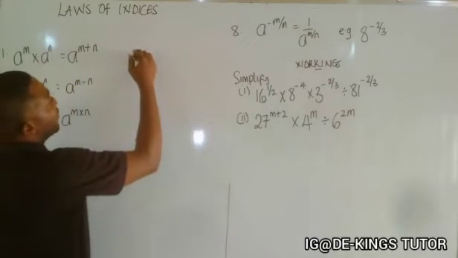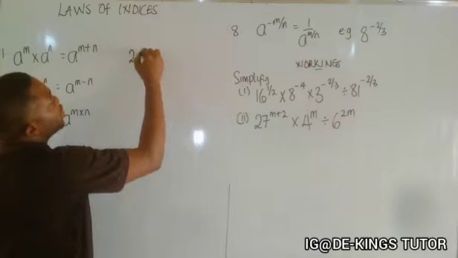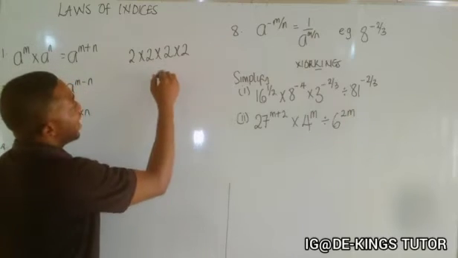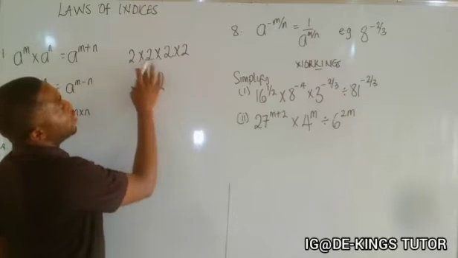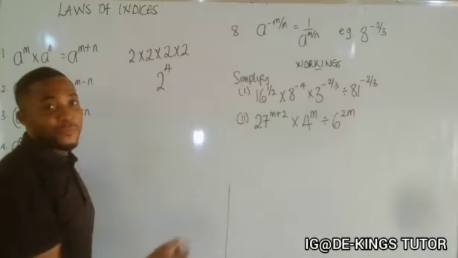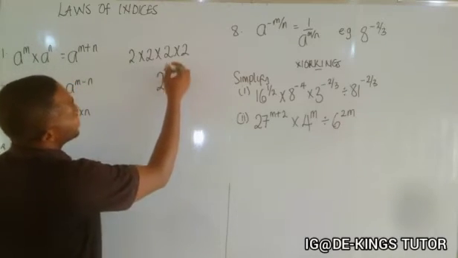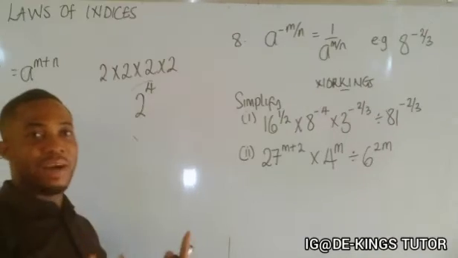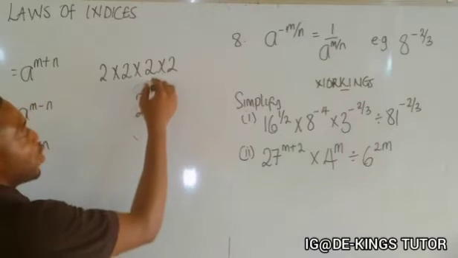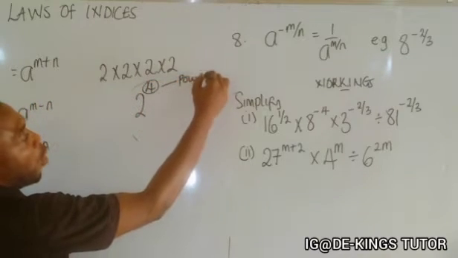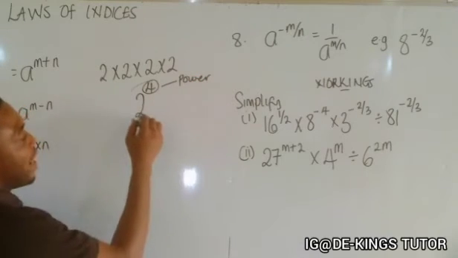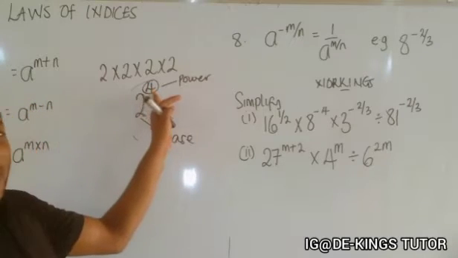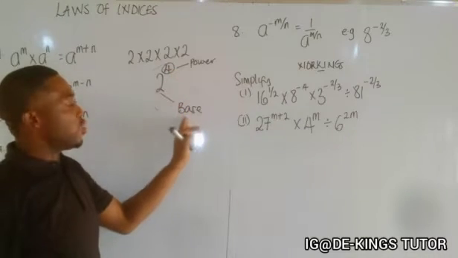For instance, if we have 2 times 2 times 2 times 2, it can also be written as 2 raised to the power of 4. So indices are used to express numbers in powers. We call this the power, or the index, and this is called the base.